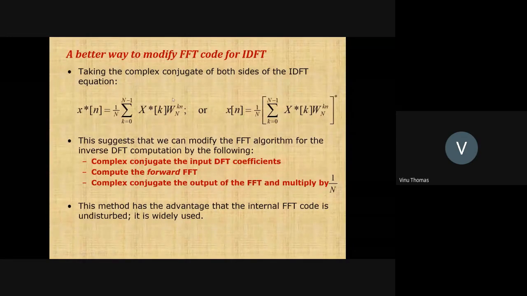Is that understood? x of n I can write as the conjugate of x star of n. So the conjugate of x of n is equal to 1 by n, sigma k equal to 0 to n minus 1, x star of k W raised to kn, the conjugate, right? So x of n will be the conjugate of this expression, 1 by n, n being a real value which is a power of 2, sigma k equal to 0 to n minus 1 x star of k W raised to kn, the whole conjugate.